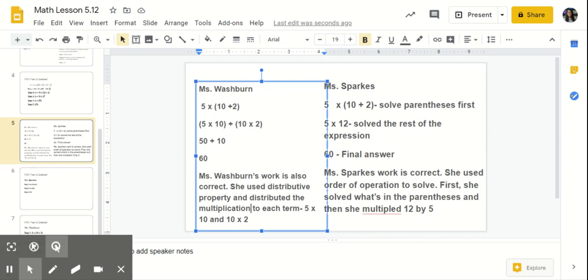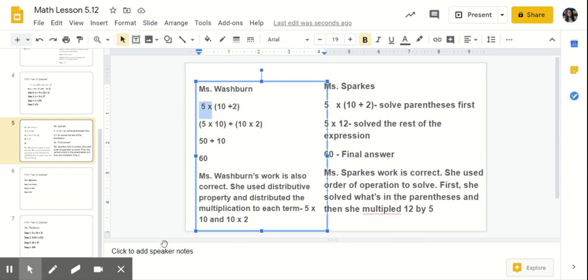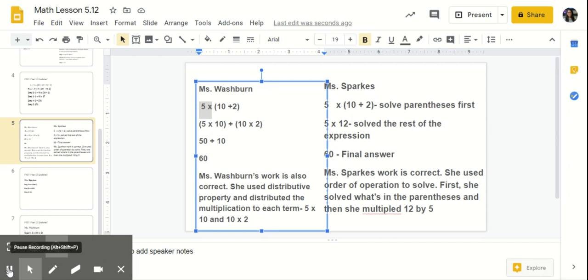When you are multiplying a group, just like this one, 10 plus 2, by a number, you can distribute the multiplication to each term, just like we did here, 5 times 10 and 5 times 2, and then add. That is another strategy that you can use when you are multiplying a group by another number.